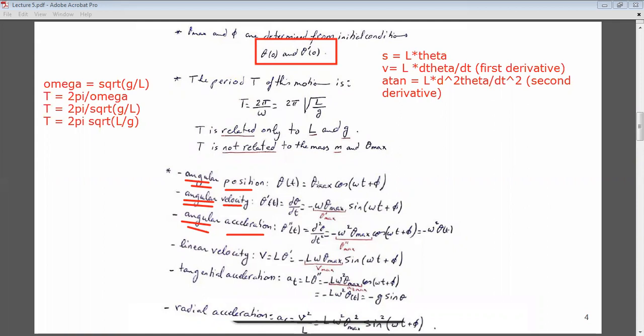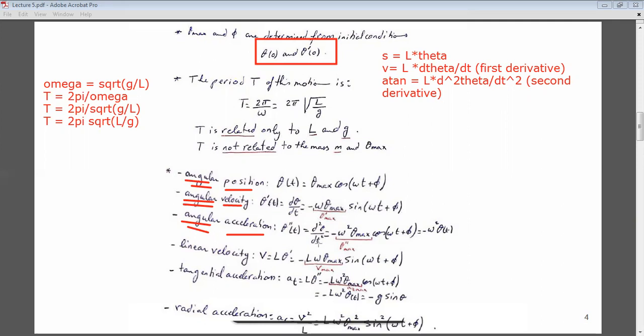So theta of t is theta maximum cosine omega t plus phi. What is its first derivative? This is a cosine function, so the derivative of the cosine is minus sine. And this omega over here jumps outside. So I get minus omega theta maximum sine omega t plus phi. And this omega theta maximum is nothing but theta prime maximum.